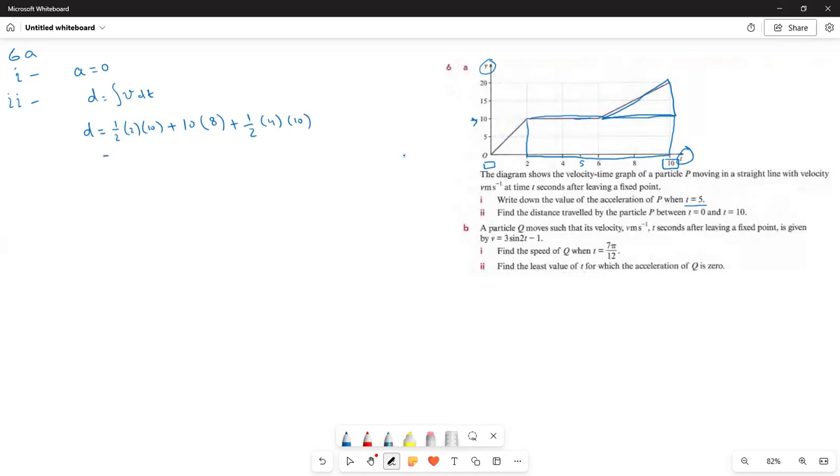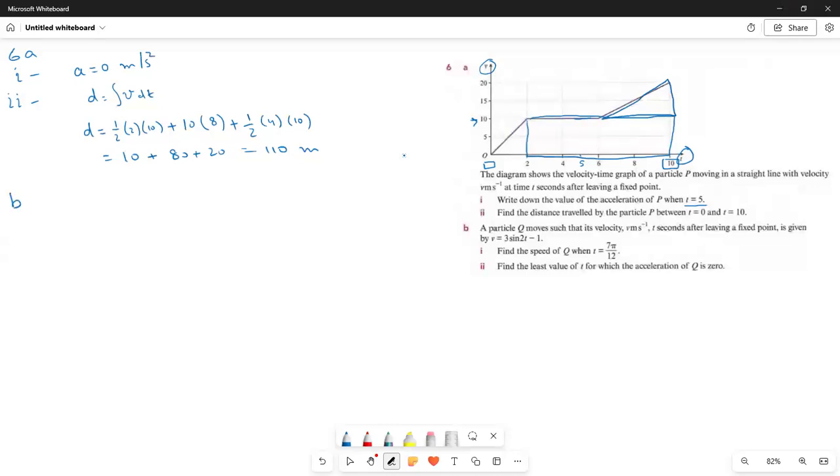So this is a very simple calculation: 10 plus 80 plus 20. So this is 110 meters. And the acceleration was 0 meters per second squared.